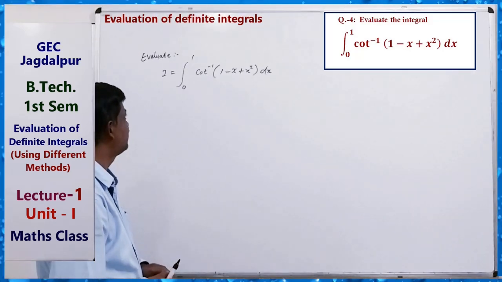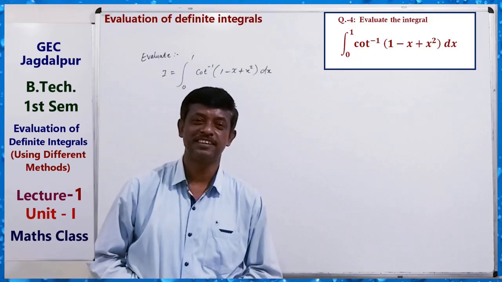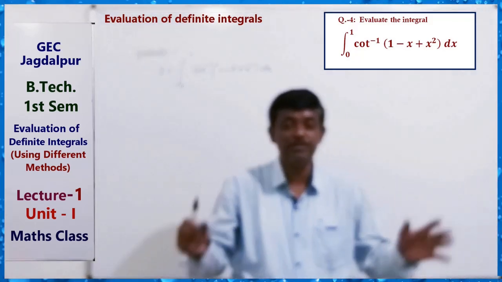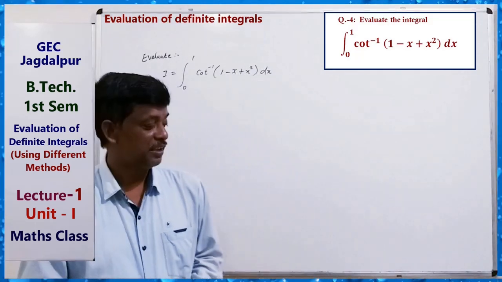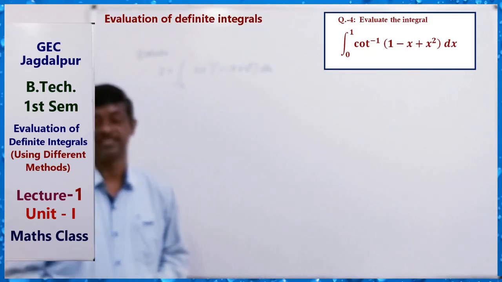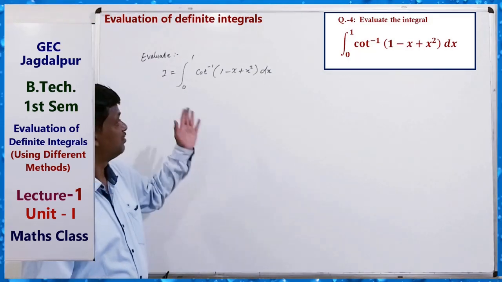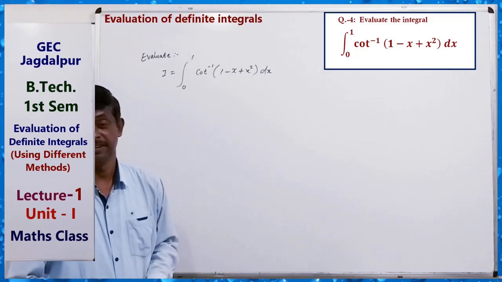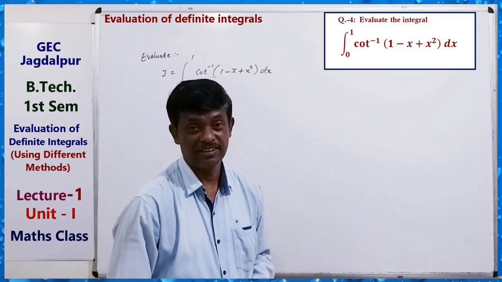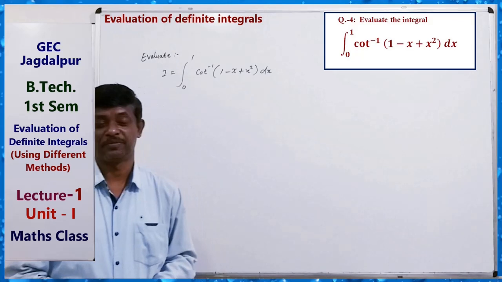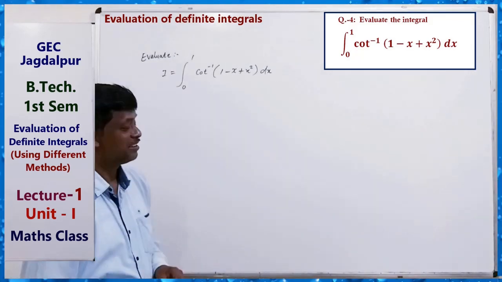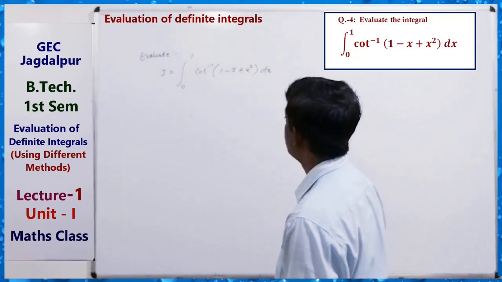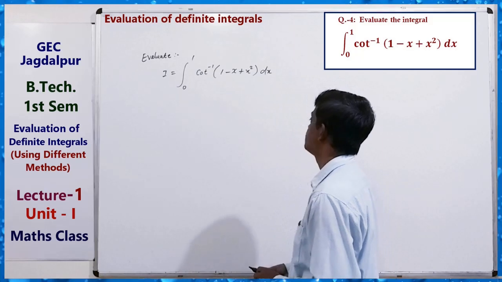For which technique will we use for solving these questions? As you practice many different types of questions from different books, you can get an idea for the particular question, which technique will be suitable and which formula will be used. So just do practice for integration. Okay. For these questions, what do we have to do? Cot inverse 1 minus x plus x square.